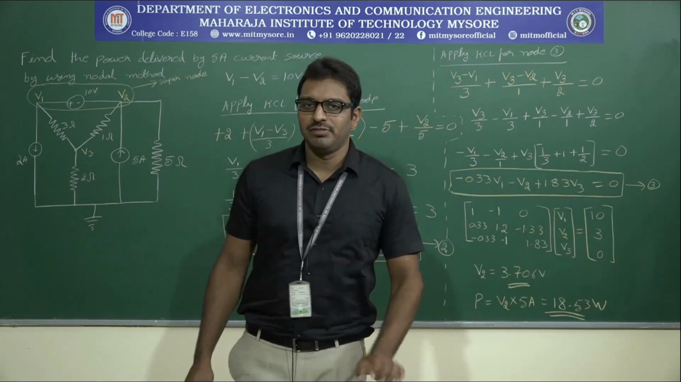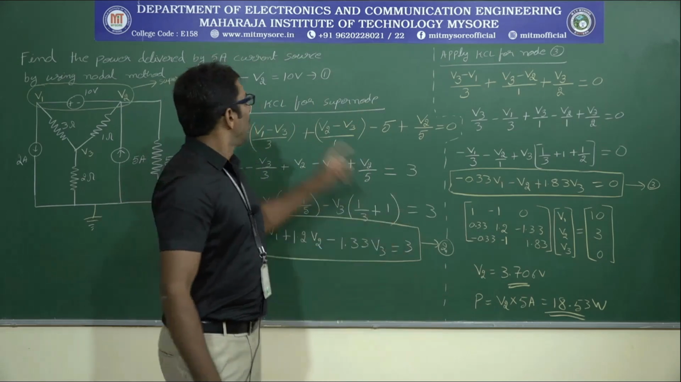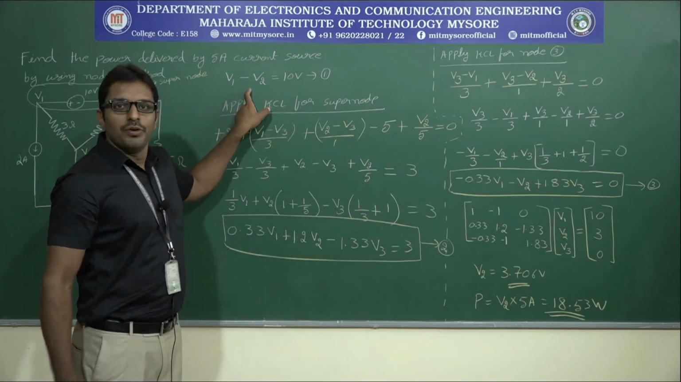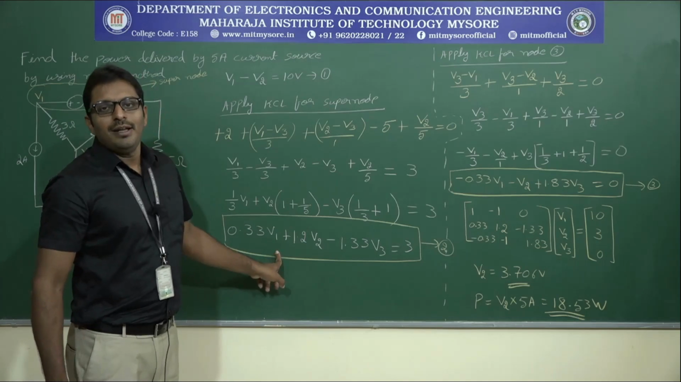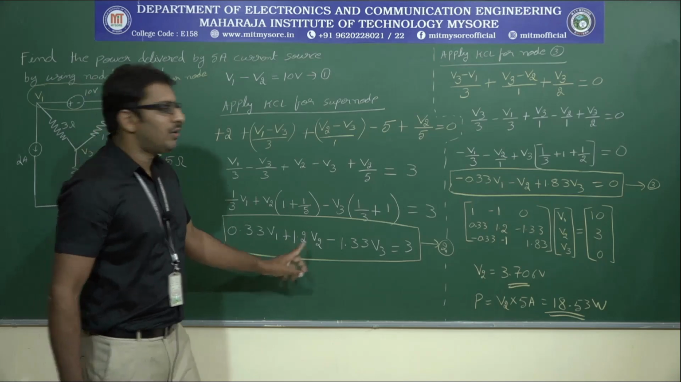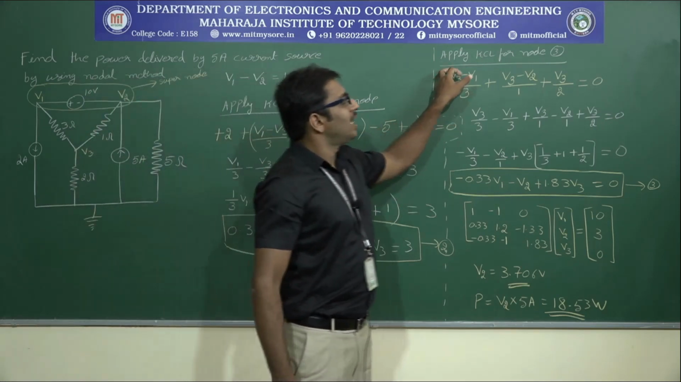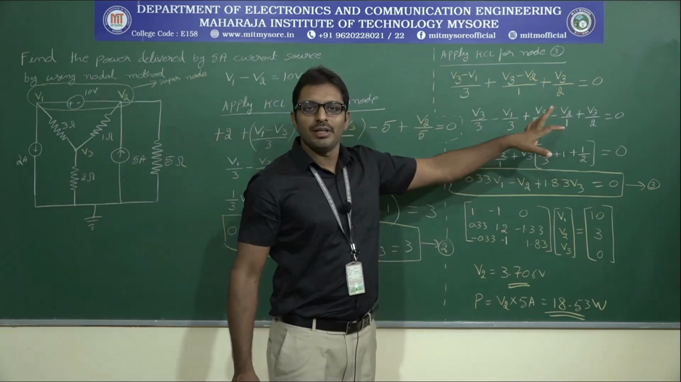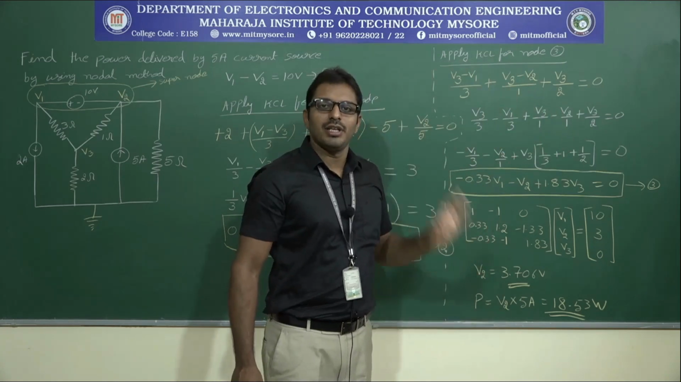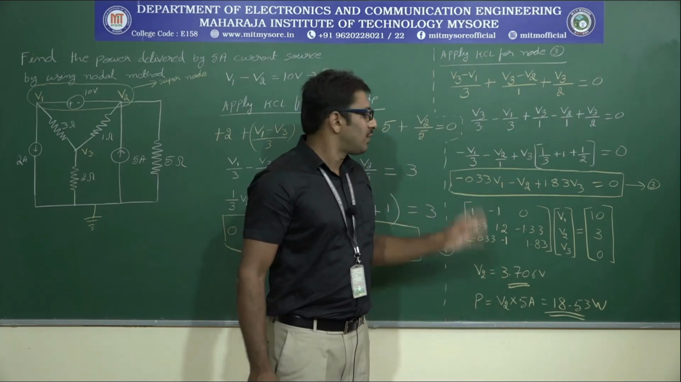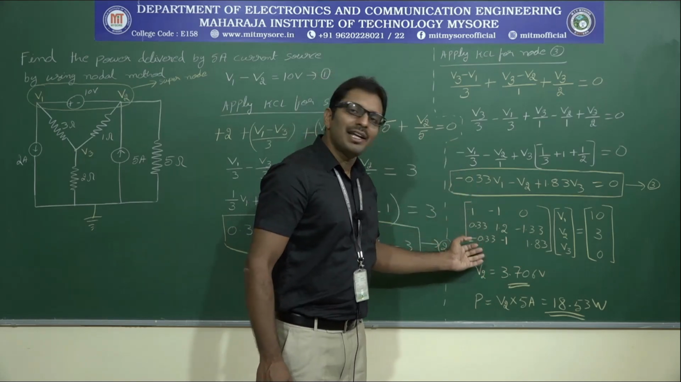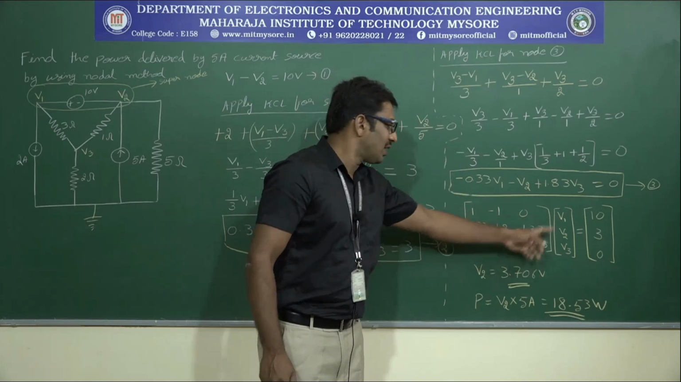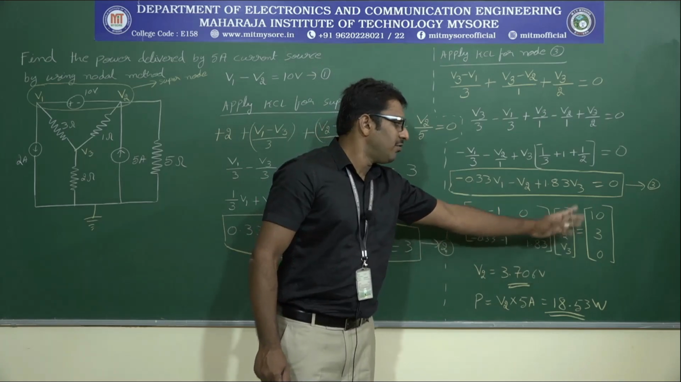Right now, how many equations do we have? 3 equations. One is from the super node. Second one is the equation we obtained by applying Kirchhoff's current law for the super node. Third one is the KCL equation for node number 3. So there are 3 equations with 3 variables. So after simplifying the applied KCL equations, just write them in matrix form. So these 3 are the variables V1, V2, V3.